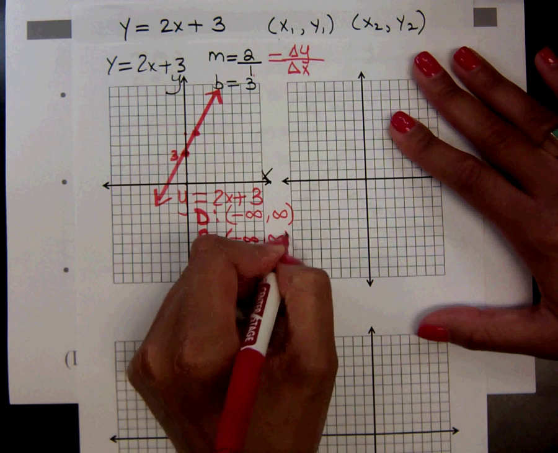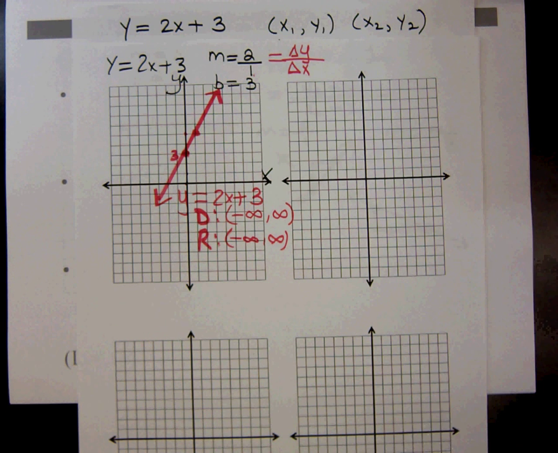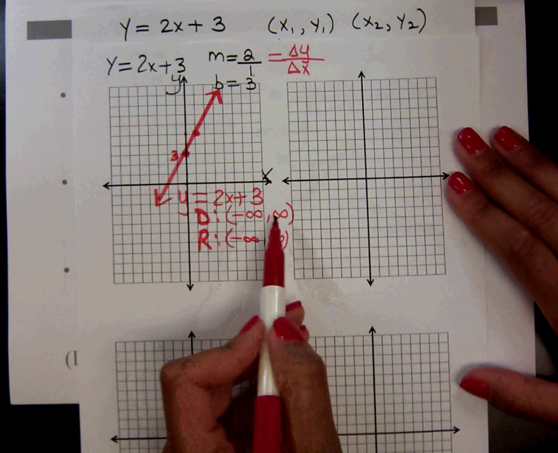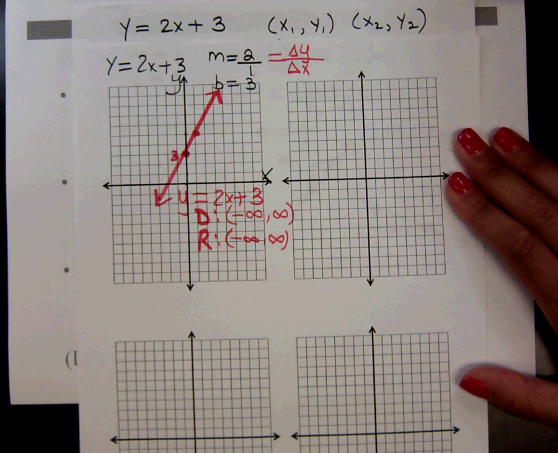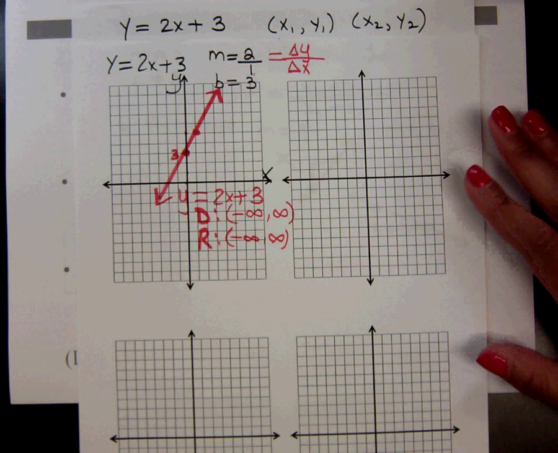Because remember we said it's a line that has a what? Slope or a slant. So therefore it's not vertical, it's not horizontal. If it has the slope, then its domain and range will be all real numbers, or from negative infinity to infinity, writing it in interval notation. Very good. Is this a function?